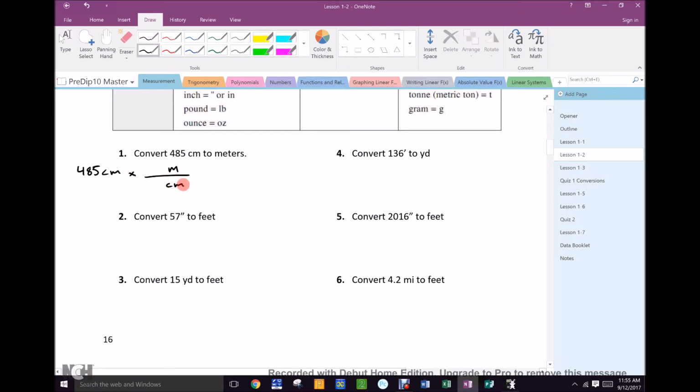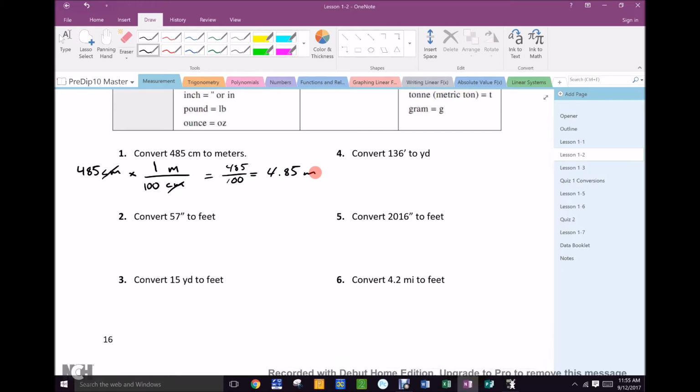We don't have a fraction yet. We will have a fraction when we look at our chart. 1 meter is 100 centimeters. Now, you guys are smart kids. Centimeter, centimeter. They cancel out. And we end up with 485 over 100, which is, of course, 4.85. And the only measurement that is left is the meters.